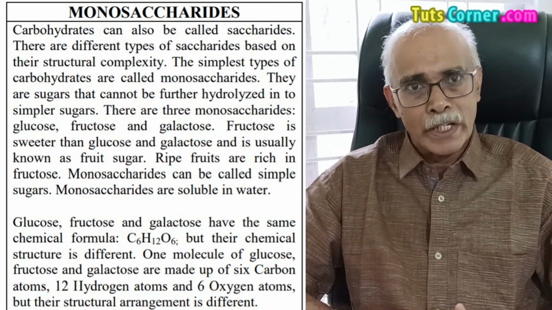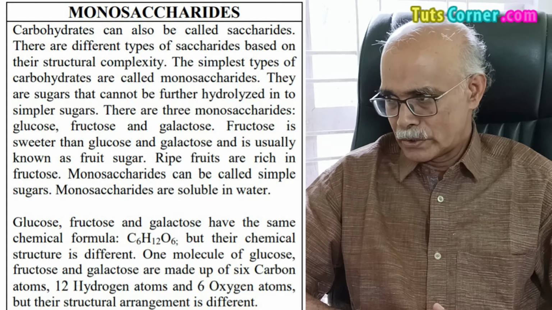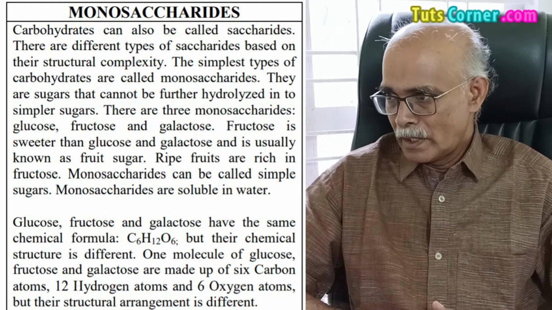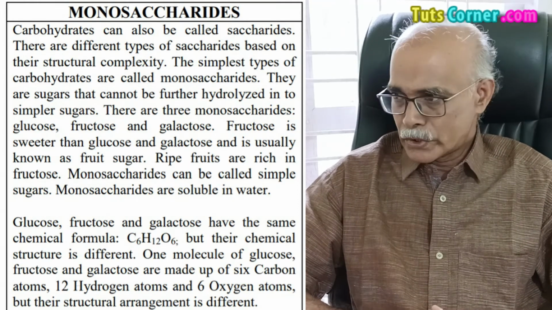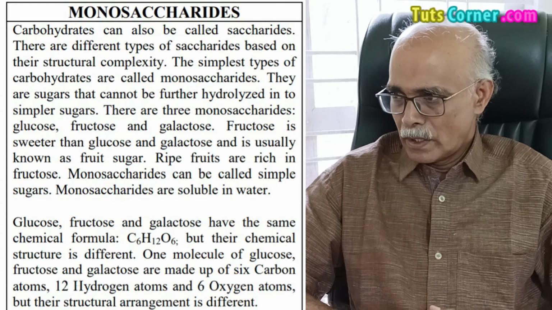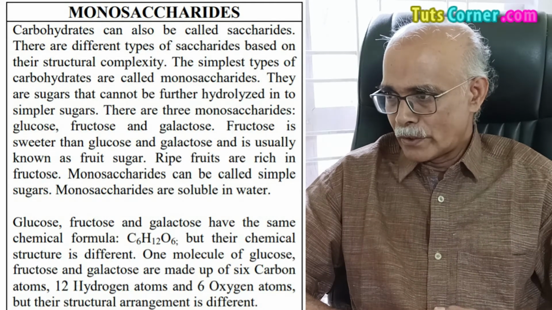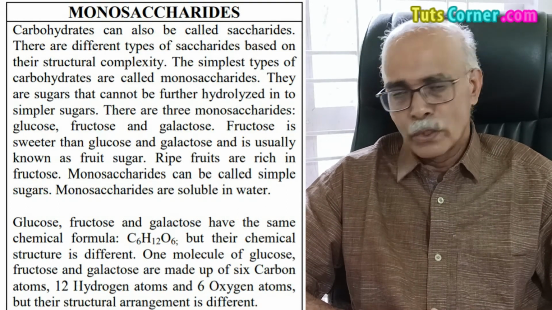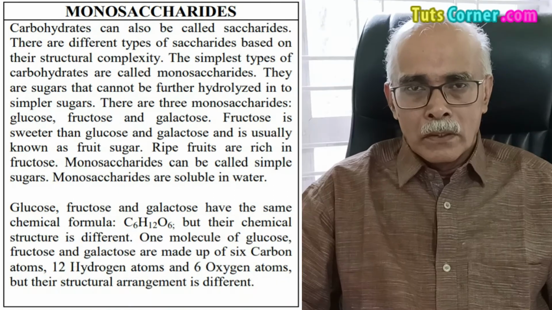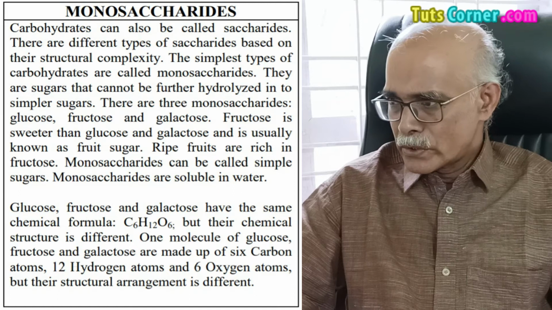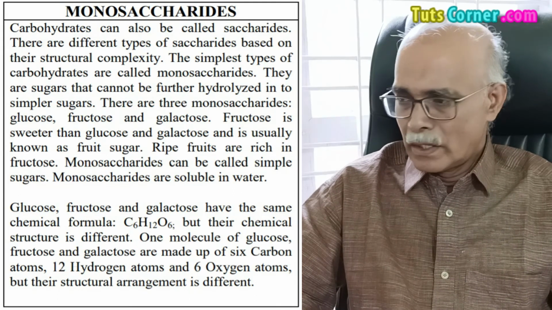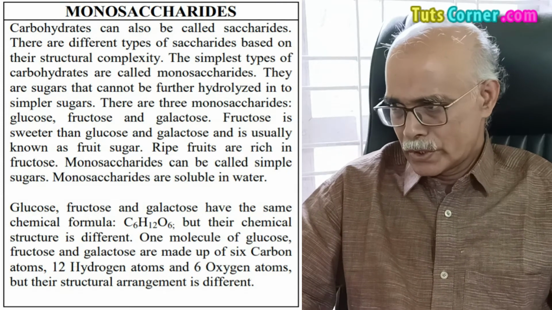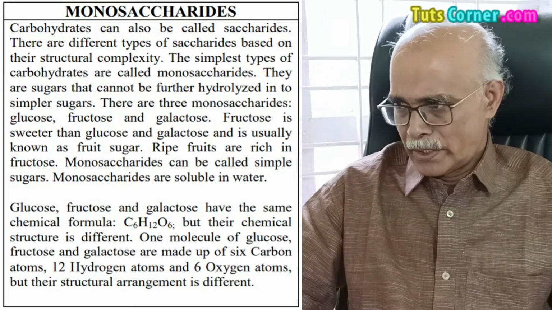Fructose is sweeter than glucose and galactose, and it is known as the fruit sugar. And ripe fruits are rich in fructose. Monosaccharides can be called simple sugars as mentioned earlier, and all of them are soluble in water. Glucose, fructose and galactose have the same chemical formula: C6H12O6, but their chemical structure is different.